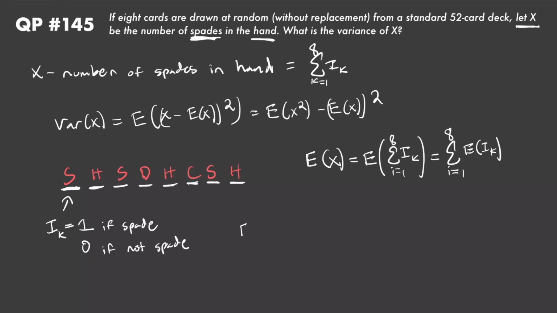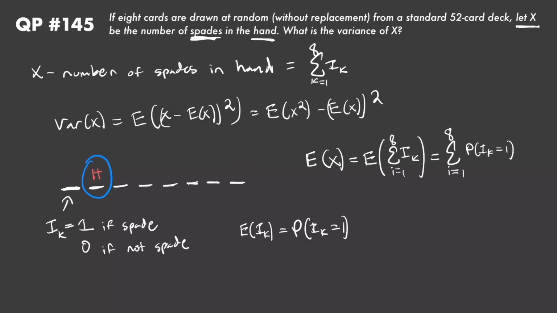Also, obviously, the expected value of an indicator is just equal to the probability that it's equal to 1, so the probability that it is a spade. So now I can replace that in here. This is just going to be the probability that I sub k is equal to 1. Well, all of these indicators are going to have the exact same probability, because if we're just looking at card number 2 in a vacuum, the probability that it is a spade is going to be exactly the same as if we were looking at card 3 in a vacuum and we were trying to find the probability that it was a spade, right?